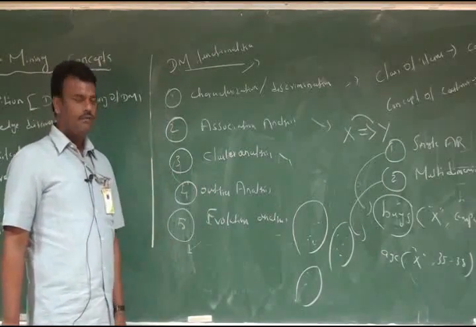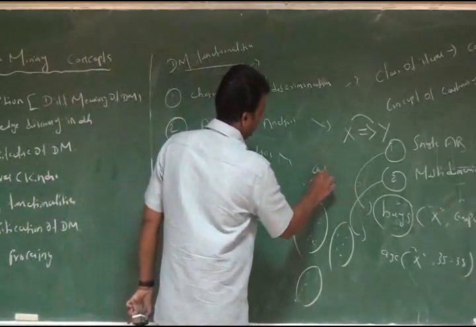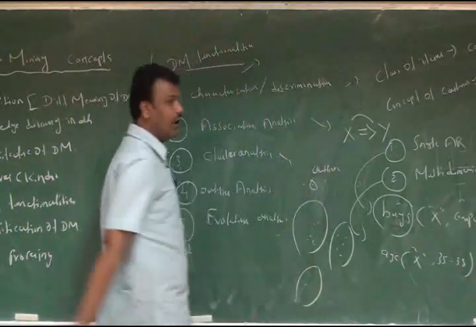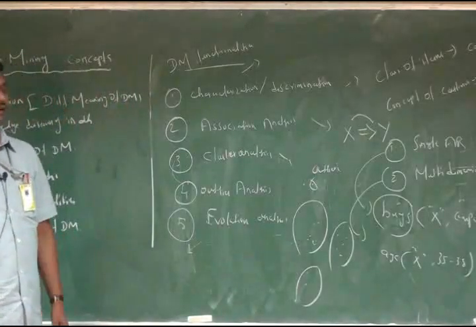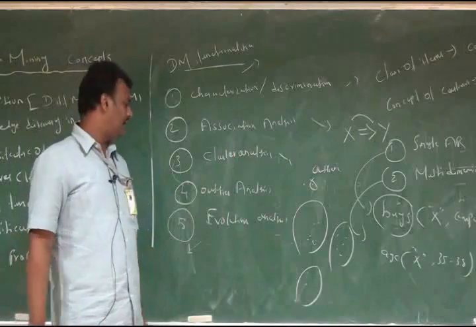What do you mean by outlier analysis? The data that fall outside of a cluster. These are the outliers. The data that fall outside of a cluster is called an outlier. The analysis of the outlier data is called outlier analysis.